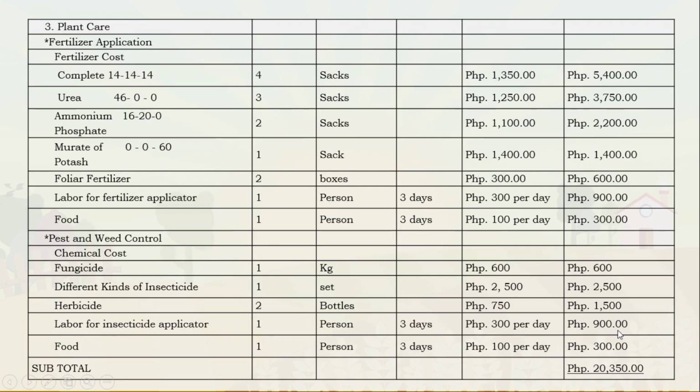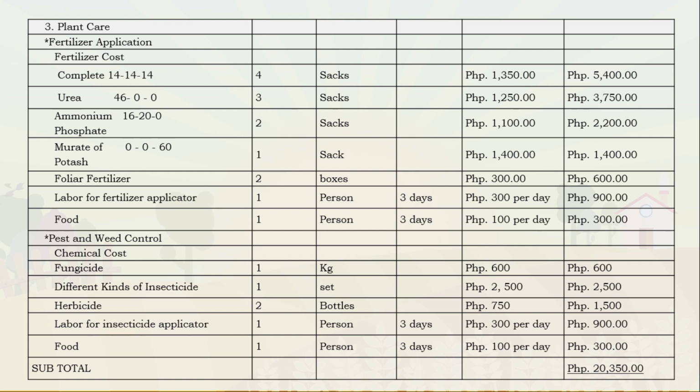Sa pangangalaga naman ng ating halaman, syempre kailangan natin mag-apply ng fertilizer at ang pest and weed control. Kung ayaw gumastos ng ganitong kalaki, meron naman tayong alternative dito na tinatawag nating organic farming, na kung saan ang ginagamit natin ay yung mga manure ng mga hayop o yung mga dumi ng mga hayop bilang fertilizers.